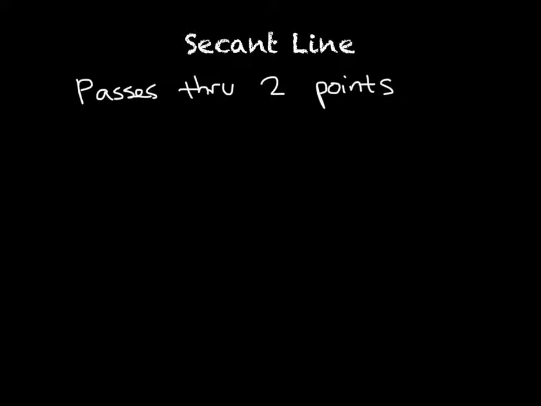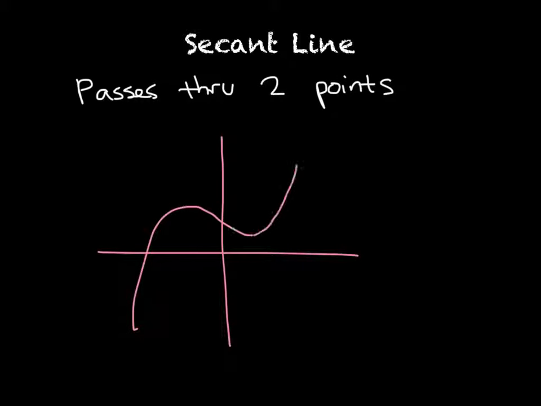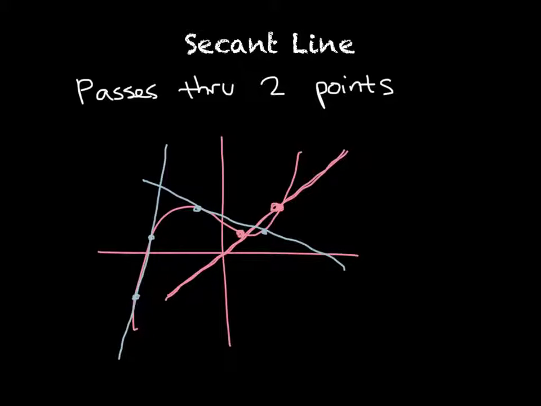So for example, if I have a curve that looks something like this, then a secant line could pass through these 2 points of the curve, and it looks something like this. We could draw more secant lines by choosing more places on the curve. So if I chose these 2 points, then I would end up with a secant line like this. Or if I chose 2 points here and here, I would end up with a secant line like this.